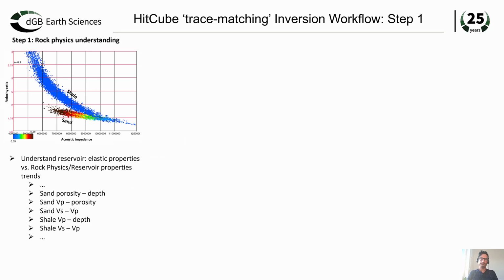This is step one of this workflow, which simply involves understanding the rock physics or building a rock physics model wherein you could define elastic property trends, their interdependence, their ranges, their distributions. For example, how for sand and shales, porosity changes with depth, velocity changes with porosity, and so on.